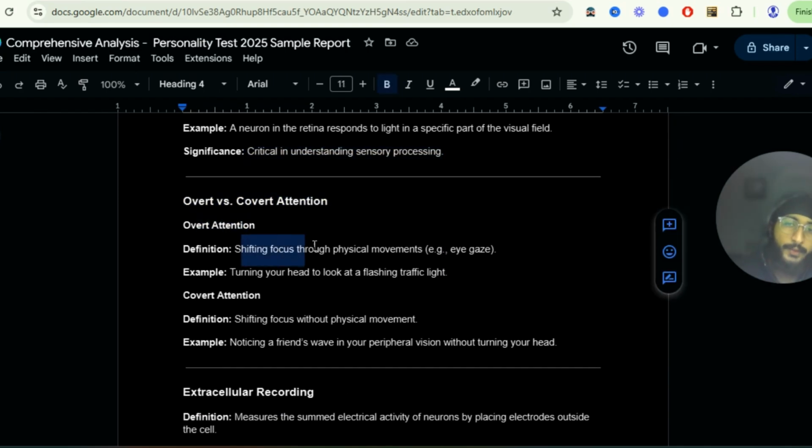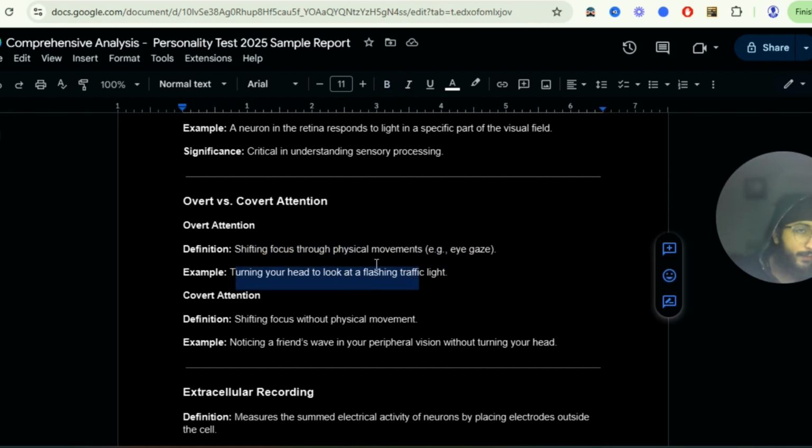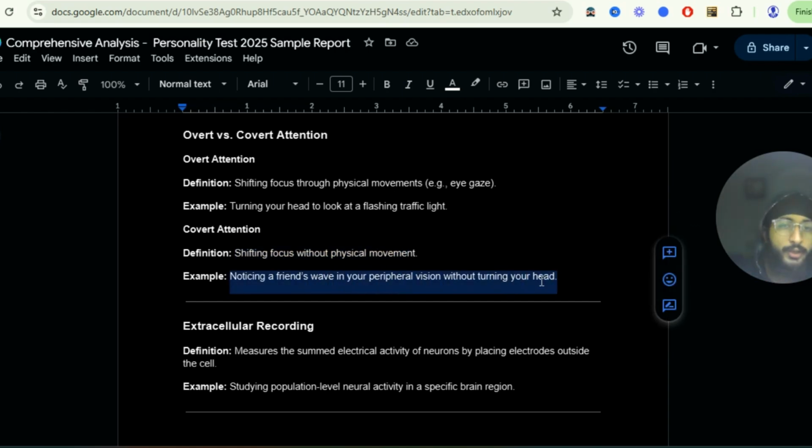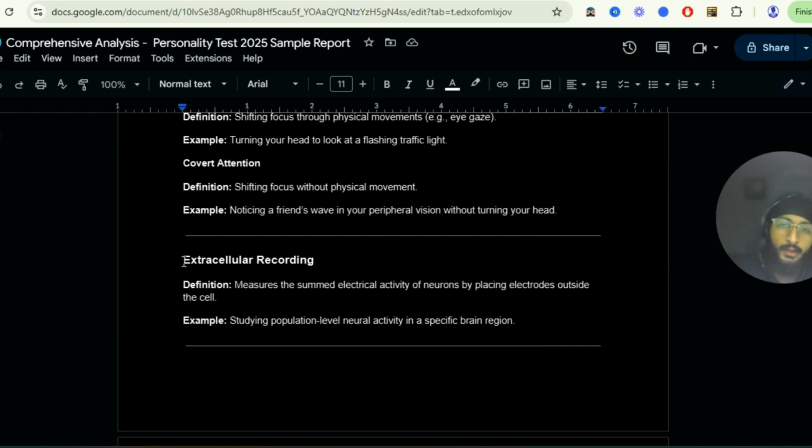Overt attention is basically shifting focus through physical movements. Example: eye gaze. Example: turning your head to look at a flashing traffic light. And covert attention, covert basically means hidden. So it is shifting focus without physical movement, basically using peripheral vision, right? So noticing a friend's wave in your peripheral vision without turning your head and acknowledging it.